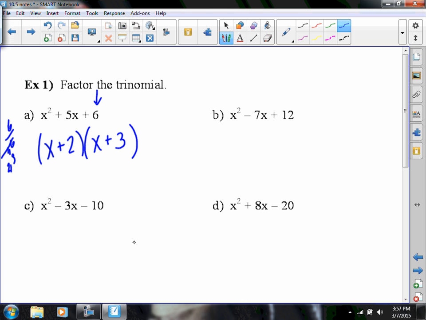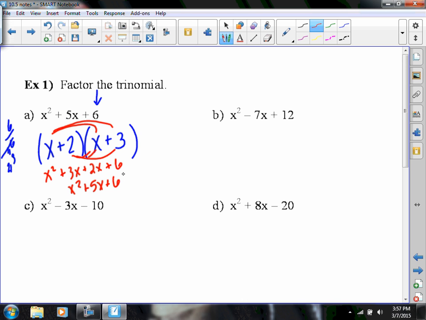Now, if you want to check your work, you can. You just have to FOIL this back out. So you'd have to take x times x, which would be x squared, and then x times 3 is 3x. 2 times x is 2x. And 2 times 3 is 6. So then you get x squared plus 5x plus 6. So the stuff in blue is my answer. The stuff in red would be me checking my work.